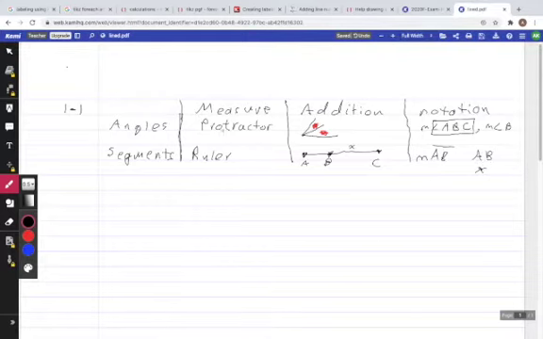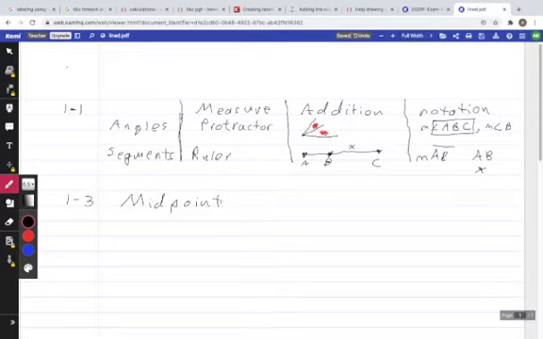And that's the important bit out of the first section. Just remembering really this addition situation for both and the notation. 1-3 has two big things in it. First is midpoint.